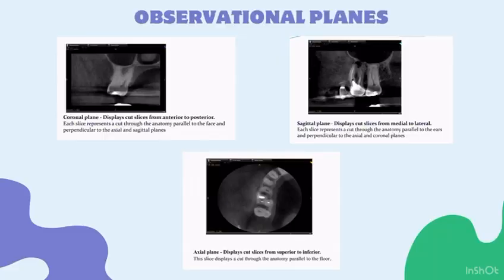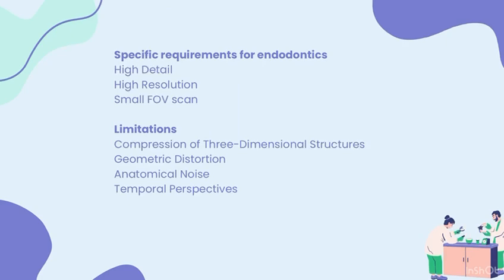There are three observational planes. They are coronal, sagittal and axial. Specific requirements for endodontics are high detail, high resolution and small FOV scans. The limitations of the CBCT are compression of three-dimensional structures, geometric distortion, anatomical noise, and temporal perspectives.